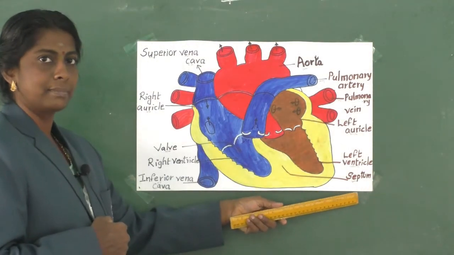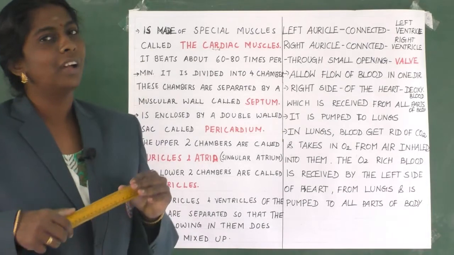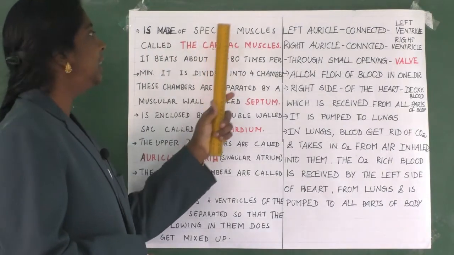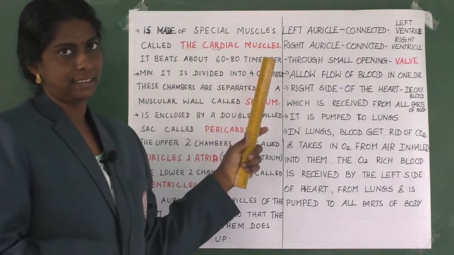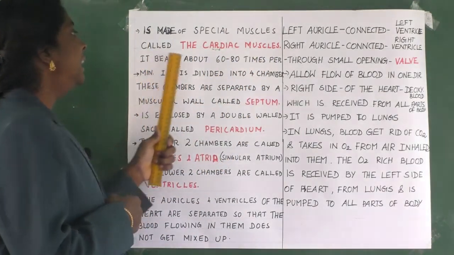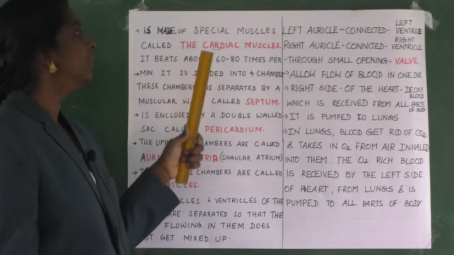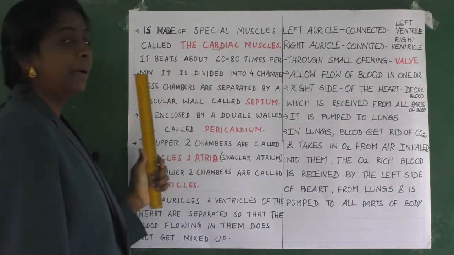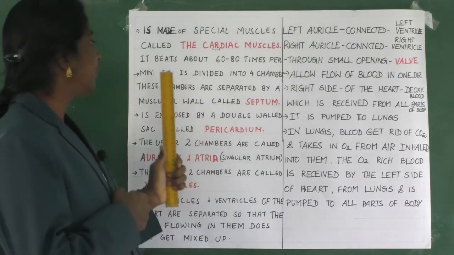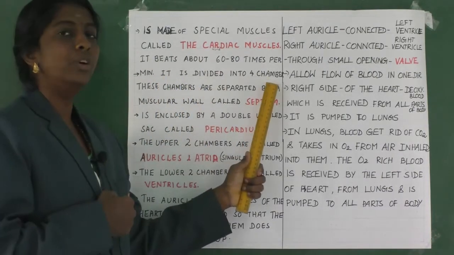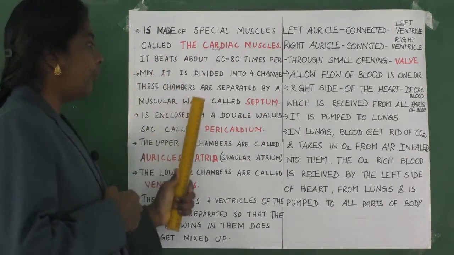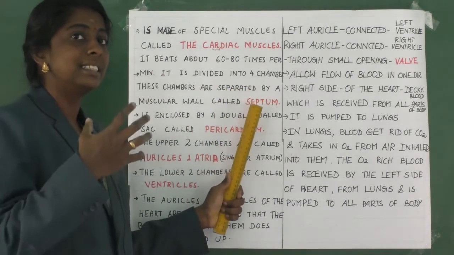Yes, children. Now let us learn more about the heart. The heart is made up of special muscles called cardiac muscles. Clear? Then the heart beats about 60 to 80 times per minute. So for 1 minute, it will beat 60 to 80 times. Then it's divided into four chambers, which are separated by a muscular wall called the septum.